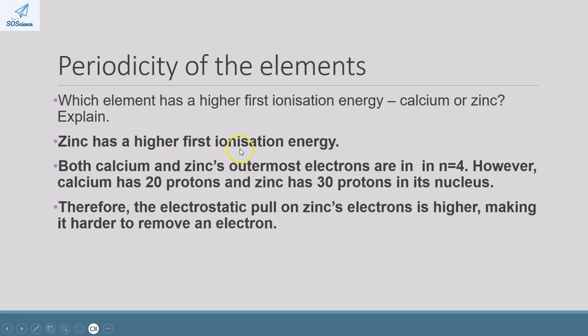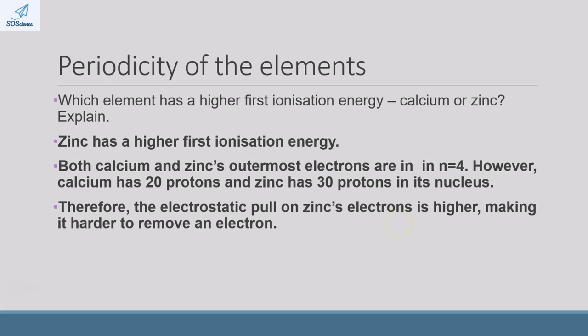So in terms of mark allocation, 1, 2, 3, the 3rd mark, you can either mention the number of protons or mention simply that zinc has more protons in its nucleus relative to calcium. And then the 4th mark would be to relate that to the electrostatic pull.